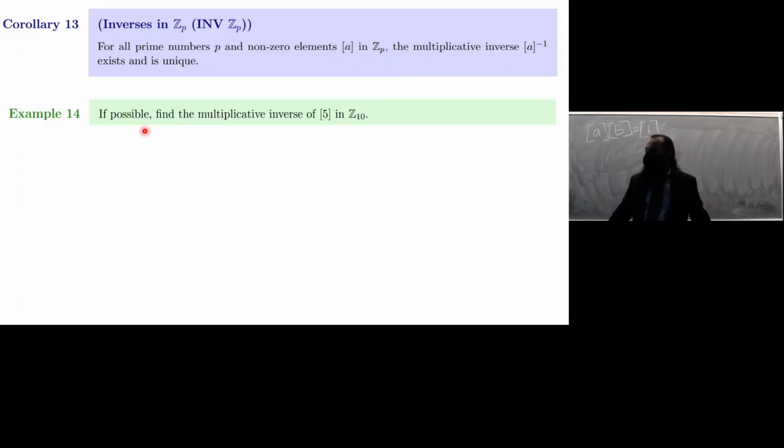So that theorem is a corollary. It's just a result, just one step after we proved the previous thing. You just say this is a special case of that. If your modulus is prime, then the GCD of A and P is equal to 1. So the multiplicative inverse exists and is unique. If possible, find the multiplicative inverse of 5 in Z10. Try to do that.